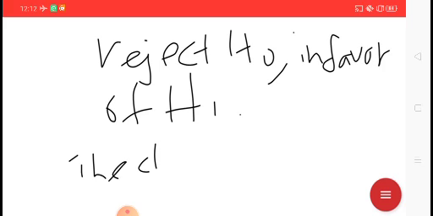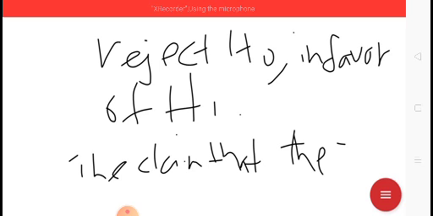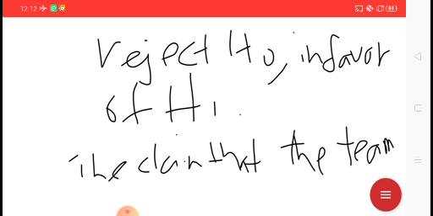So once you have this, you can say that at 7.5% significance level, the claim that the team now scores more goals than before on average is supported, right? So this is the statement for part 1.